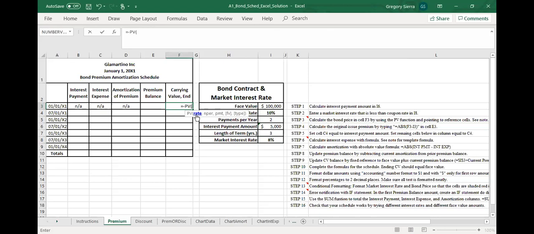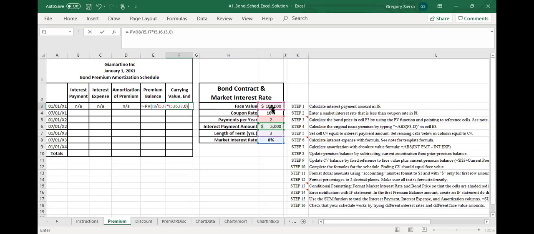How easy is this? Rate, now it's not the coupon rate. We're going to discount by the market rate, which is annual. So then we have to divide the rate by 2 because there's 2 payments a year. The number of periods is 3 years, but there's 6 payments, so we multiply by 2 to get 6. The amount of the payment is the interest payment amount. The FV is the amount paid at the end, which is the face value of 100,000. And the type, we don't need to put it in because it defaults to ordinary annuity, but the interest payments are in fact an ordinary annuity. And I'll just put that in for completeness.